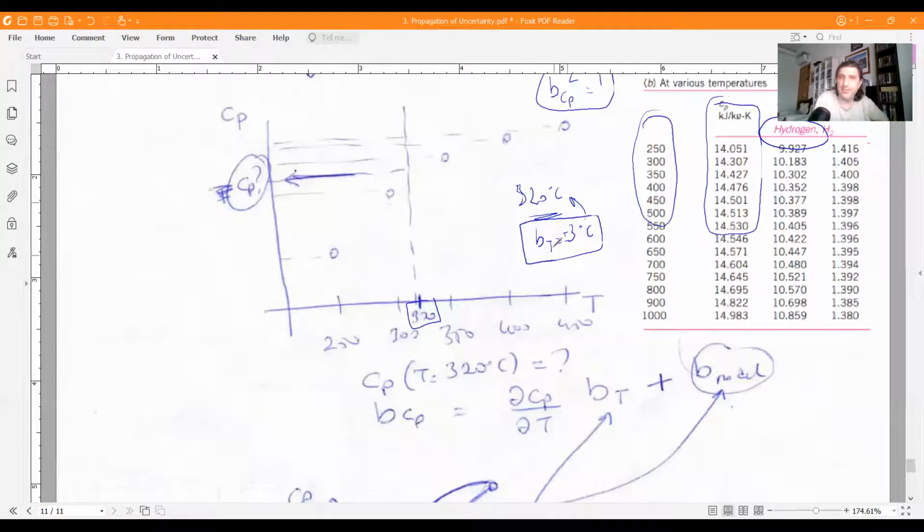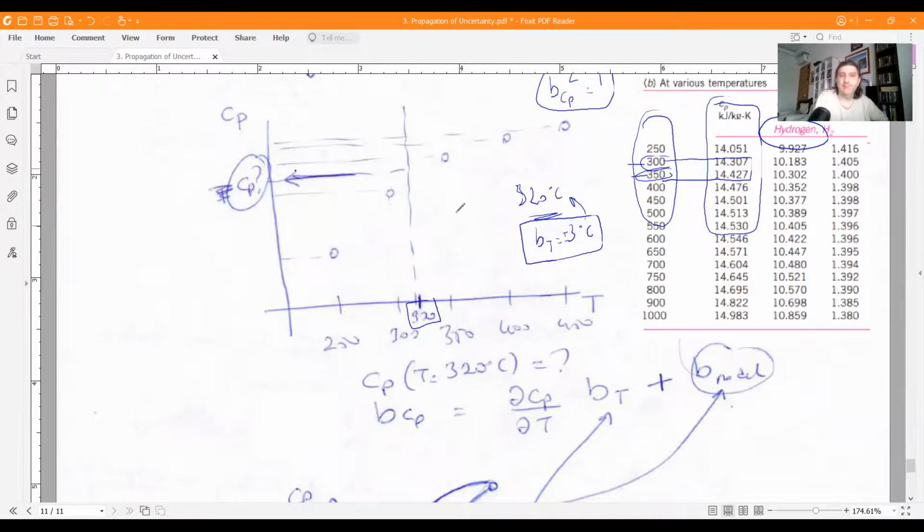There's an uncertainty in temperature. How is this going to be reflected in Cp? Usually what we do is, since this value, 320, falls between 300 and 350, we take these two values and interpolate.